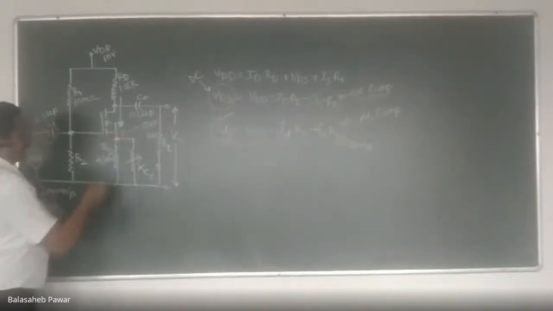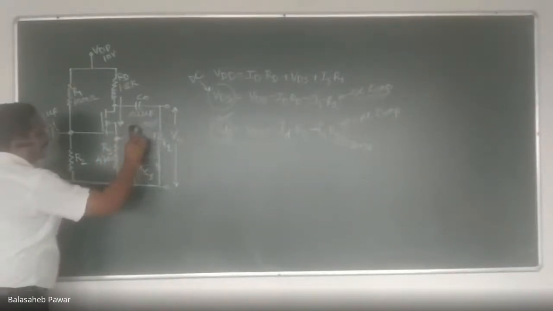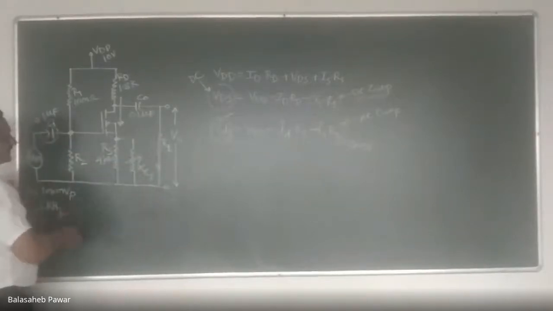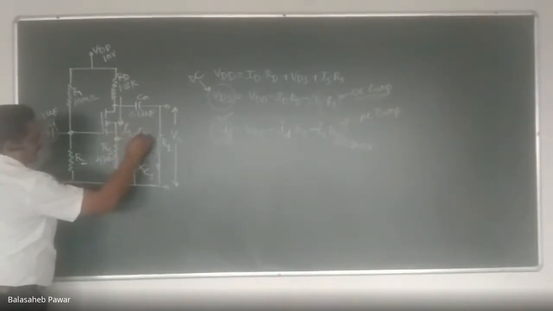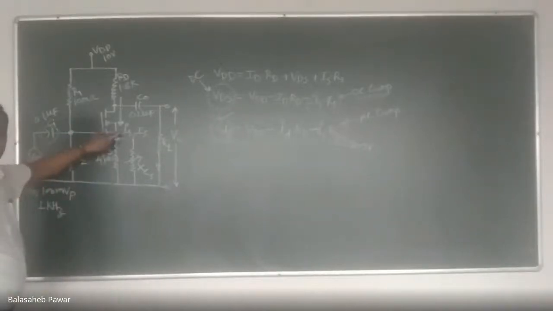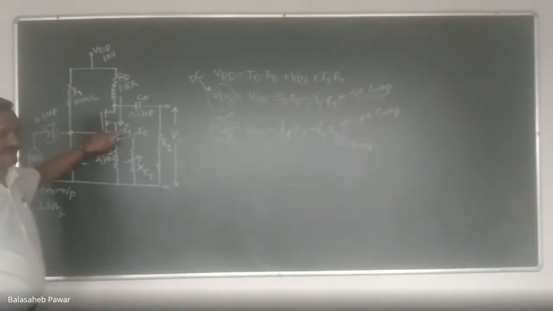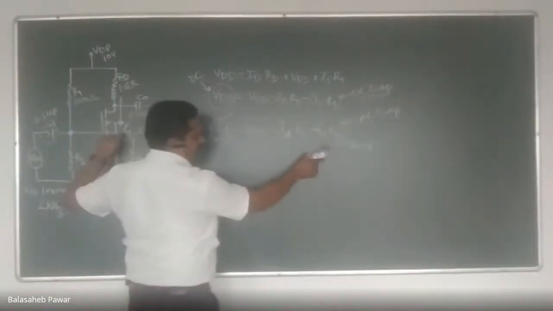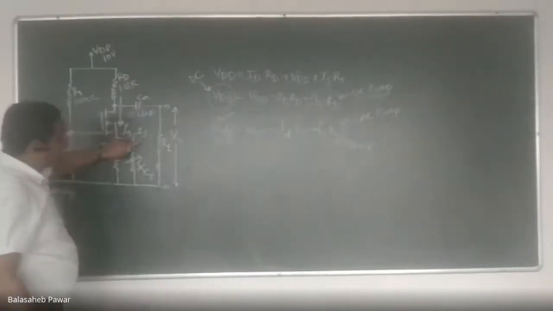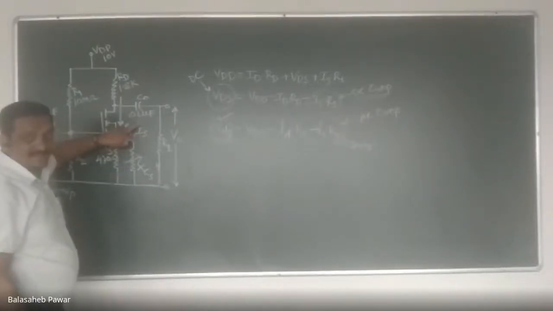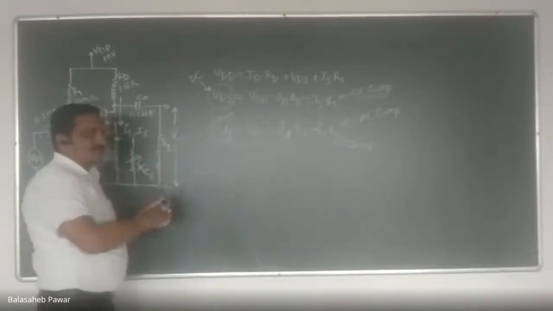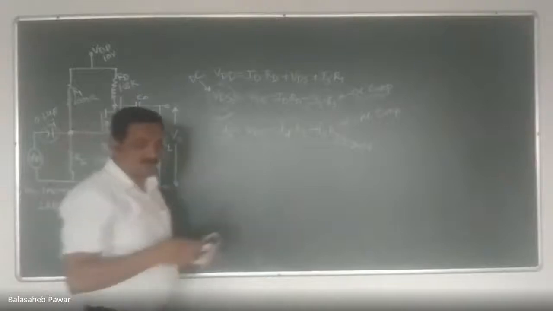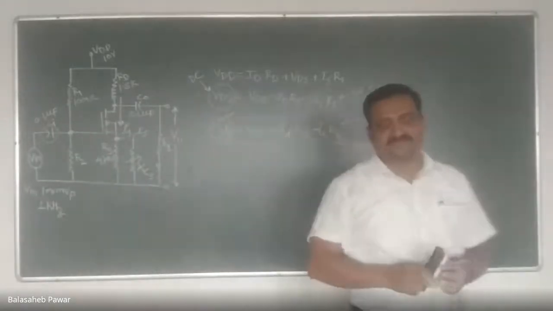Whenever both the AC and DC components reach this node, we can show them by small is and capital Is. Small is is nothing but the AC source current, and its drop is small is into Rs. Capital Is is the DC component. This drop, capital Is into Rs, is used to set that VGS, that means to set that Q point, right?